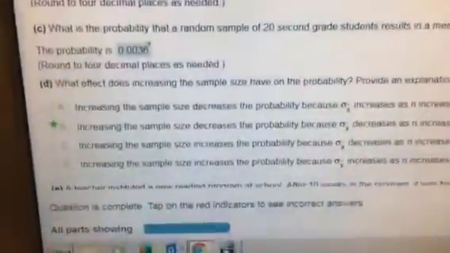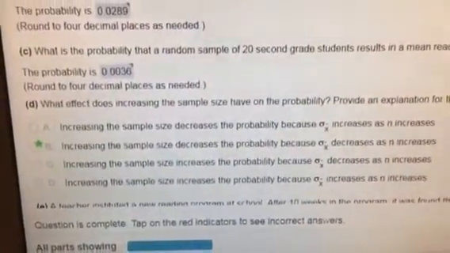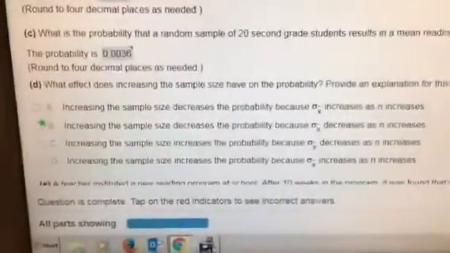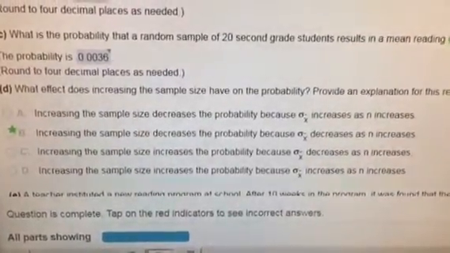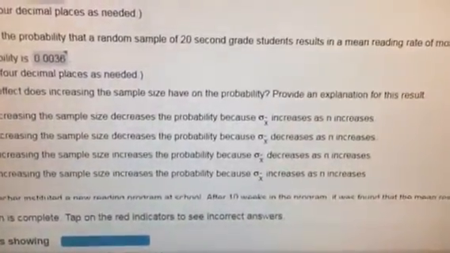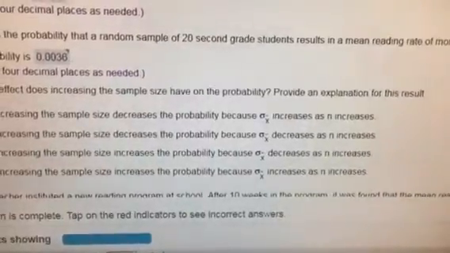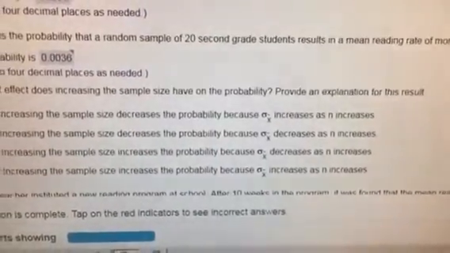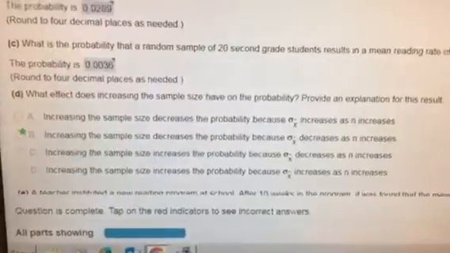Okay, so what happens is the next part in D says, what effect does increasing the sample size have on the probability? Well, increasing the sample size decreases the probability because the new standard deviation of the means decreases as n increases. So that's what we have.